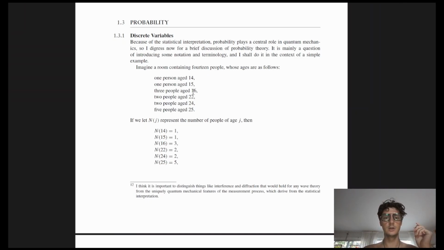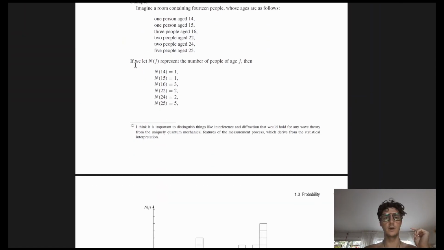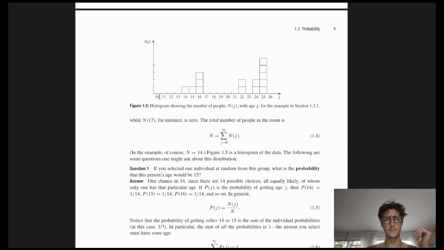One is 14, one is 15, 3 people are 16, 2 are 22, 2 are 24, and 5 people are age 25. If we let N of j represent the number of people of age j, then we have N of 14 equals 1, N of 15 is 1, N of 16 is 3. Basically what we see here written in a different way. N of 25, so the number of people that are 25, is 5.